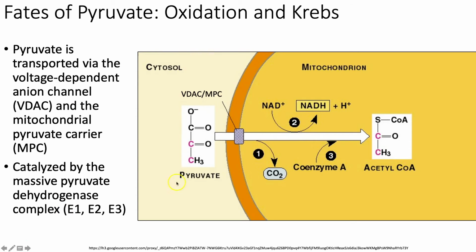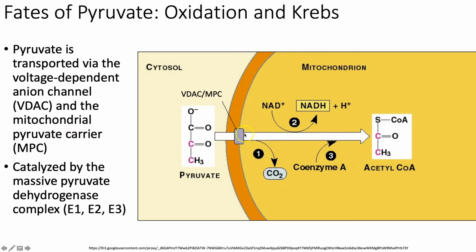Now, what's going to happen is we're going to build up a ton of pyruvate, and so we have a very high concentration of pyruvate on one side, not a high concentration on the other, so that gives us a concentration gradient. And so we can use a voltage-dependent anion channel because it is an anion. Cations are positively charged, anions are negatively charged, and pyruvate itself has a negative charge, and so we can use an anion channel along with another carrier. It's a mitochondrial pyruvate carrier. So we have some non-specificity with the voltage-dependent anion channel and some specificity with the mitochondrial pyruvate carrier.